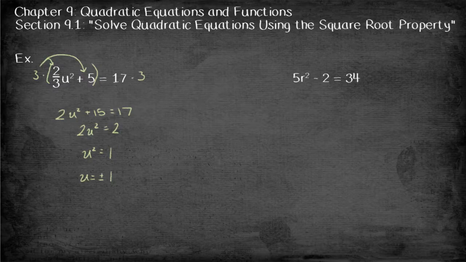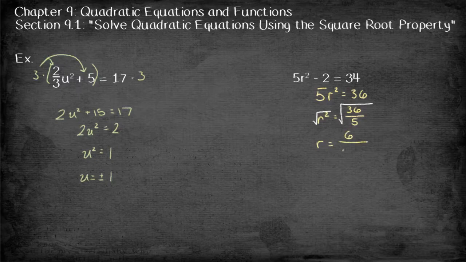All right, let's see here. Next up, we have 5r squared minus 2 equals 34. So just proceed as usual. I want to add 2 to both sides. Then I'm going to divide both sides by 5. Then I'm going to take the square root of both sides. Well, let's see, the square root of 36 is 6, but the square root of 5 is irrational. So I'm just going to keep it like that. And of course, you don't want to forget your plus or minus sign.